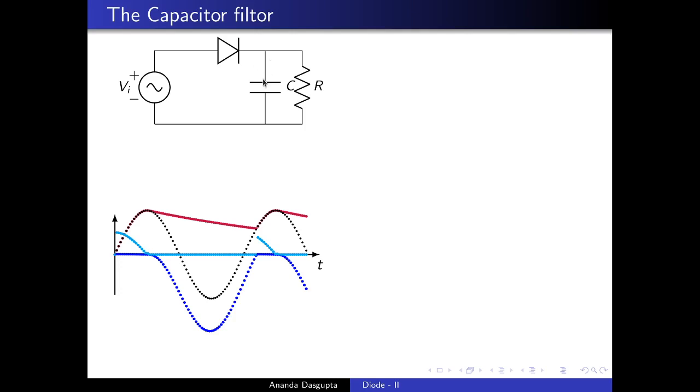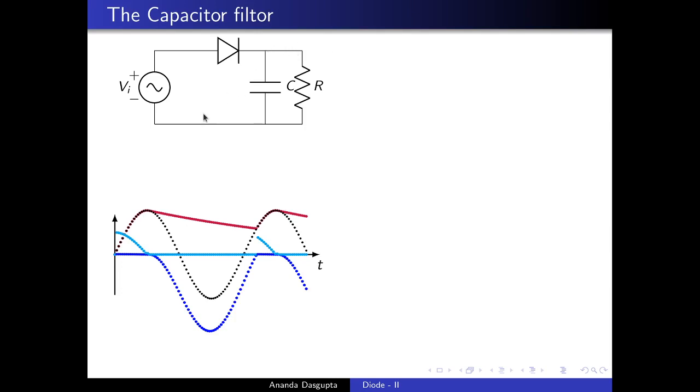What we have done here is we have added an extra capacitance across the load resistance, R, and it is this capacitance which will make this circuit behave differently. It's in fact going to make the output pretty steady. So at a qualitative level, we explain what's going on here. The black dots here indicate the input signal, and the purple dots are the output voltage, that is the voltage across the CR combination out here.